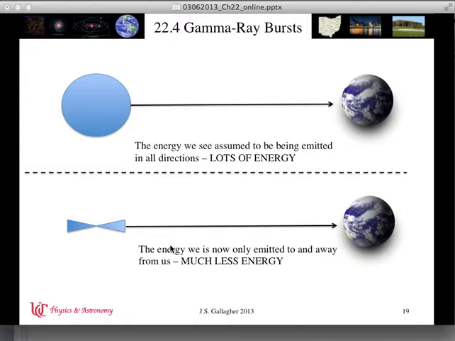And we just happen to be in the crosshairs of this particular gamma ray burst. So what would result here is if we were to integrate all of the energy being emitted, we're not going to integrate it over the entire sphere here, it's just going to be over these two jets. So this would result in a prediction of much less energy actually being emitted by these gamma ray bursts.